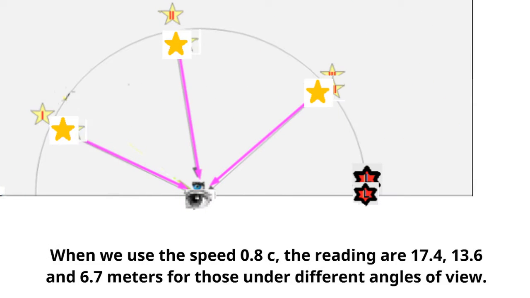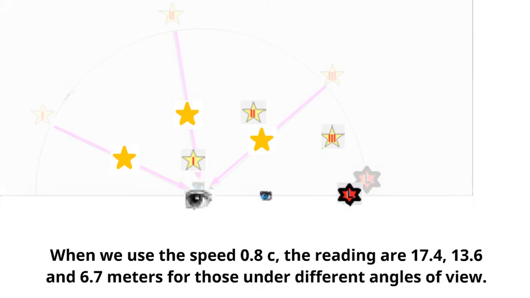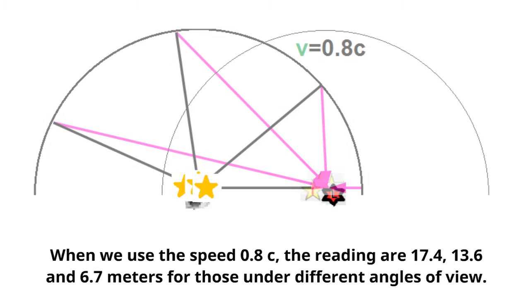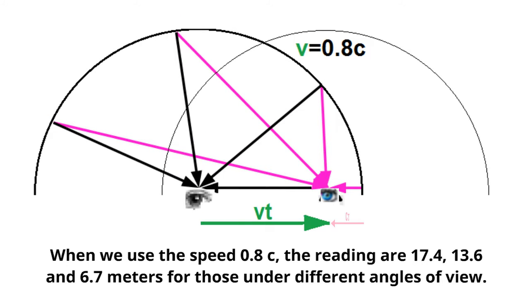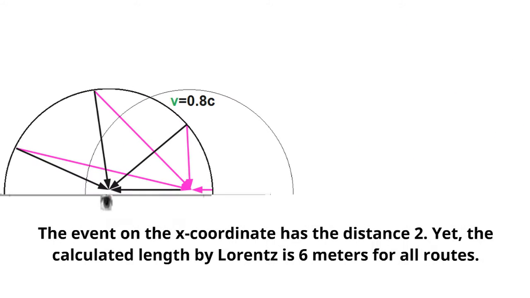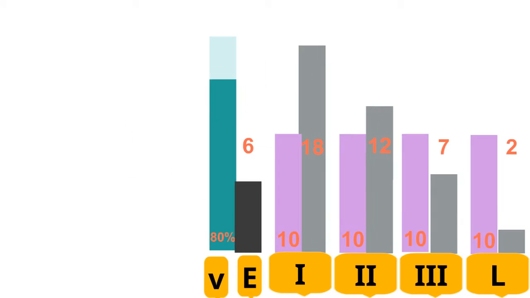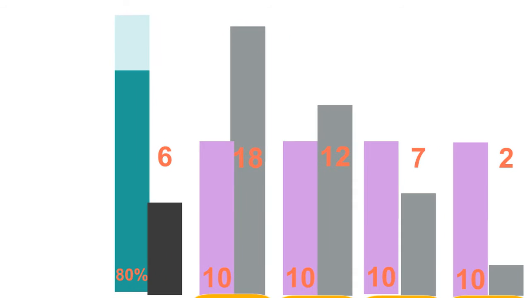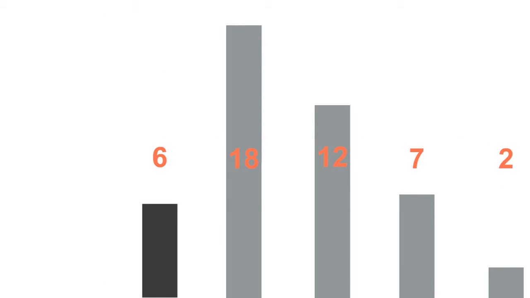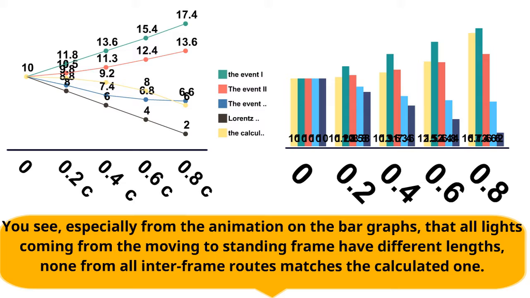When we use the speed 0.8 c, the readings are 17, 14 and 7 meters for those under different angles of view. The event on the x-coordinate has the distance 2. Yet, the calculated length by Lorentz is 6 meters for all routes. You see, especially from the animation on the bar graphs, that all lights coming from the moving to standing frame have different lengths. None from all interframe routes matches the calculated ones.